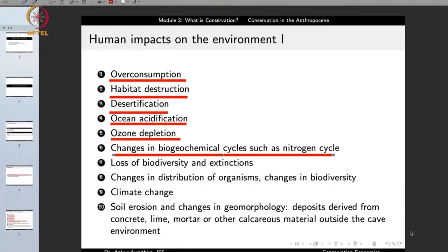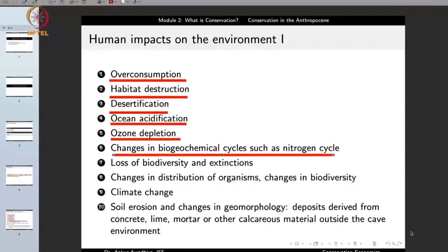So changes in the biogeochemical cycle, such as the nitrogen cycle, through the use of mostly fertilizers, is also a major human impact that was not present before the Anthropocene. Because earlier we did not have these chemical processes or the Haber process or Ostwald process. And so the nitrogen that was brought to the earth was brought in a very small quantity as compared to what we are putting into our soil and into our water bodies in the anthropogenic age.